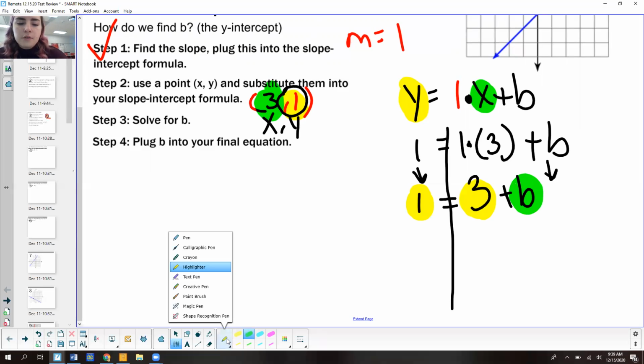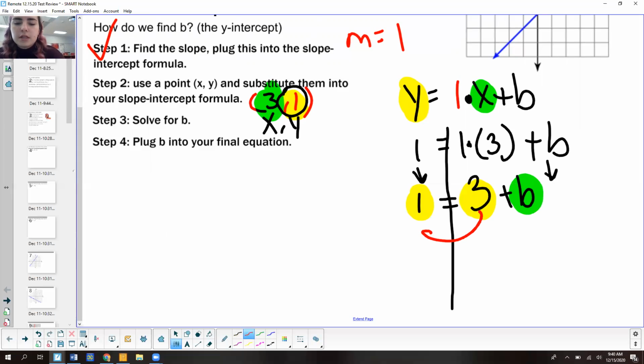So our goal is to get all of our constants to one side, all of our letters to the other. So I'm going to move this 3 over to the other side because I want all yellows, or constants, on one side, and all variables, or b in this case, on the other side, because that's how I'm going to solve for a missing variable.